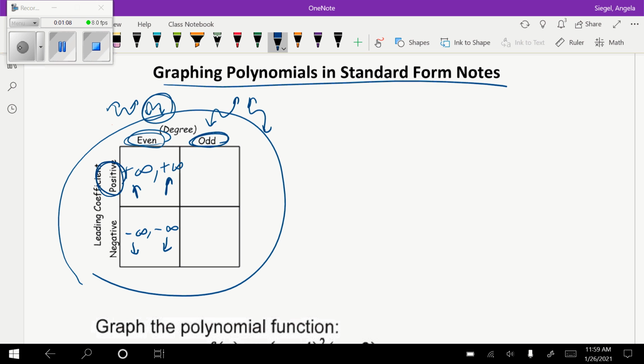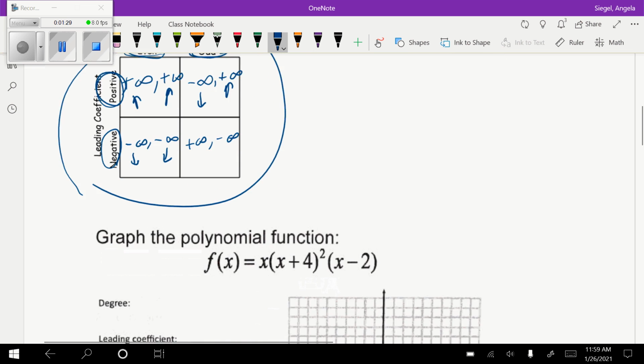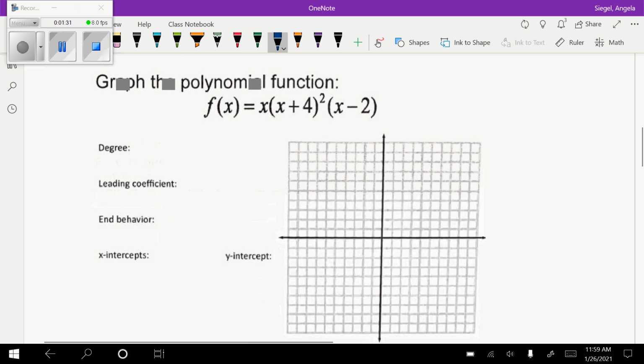So if we have a positive leading coefficient, it's actually going to start down and end up. If we have a negative leading coefficient, it's going to do the opposite again. It's going to start up and end down. So that's going to guide us when we go to these next problems.